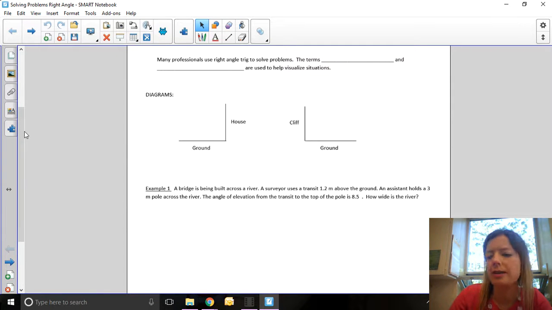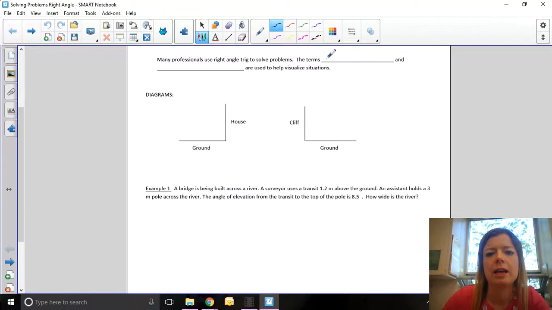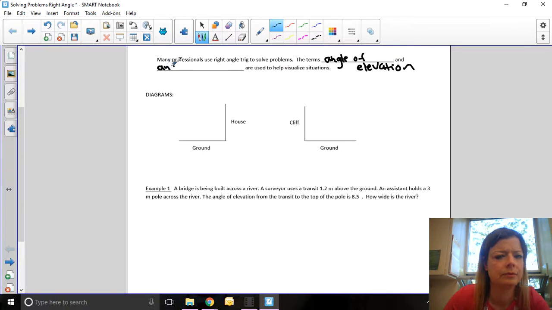Okay, the terms angle of elevation and angle of depression are used to help visualize situations.